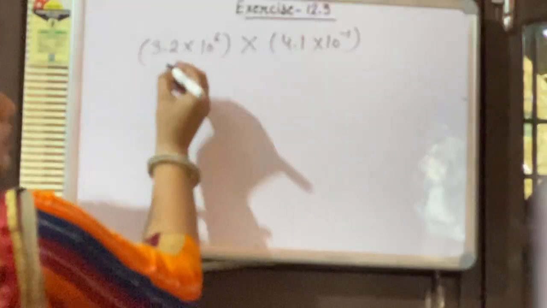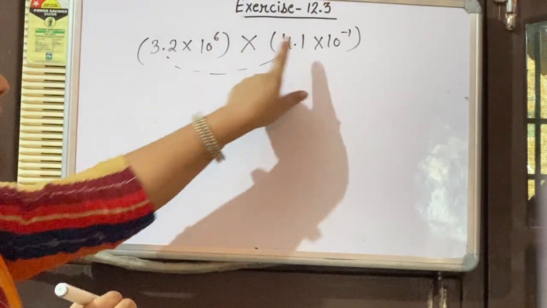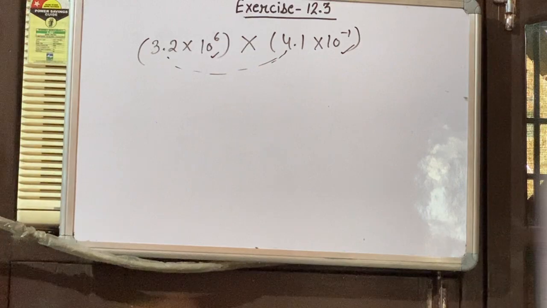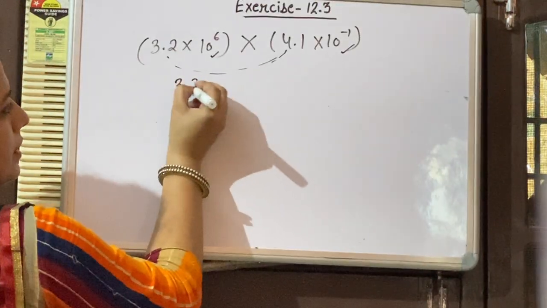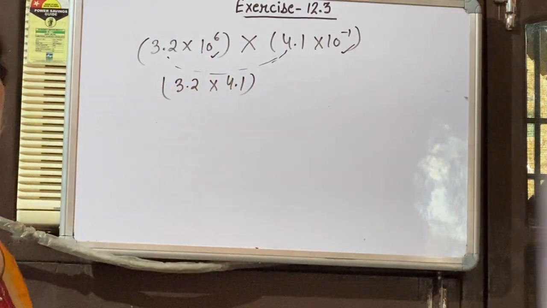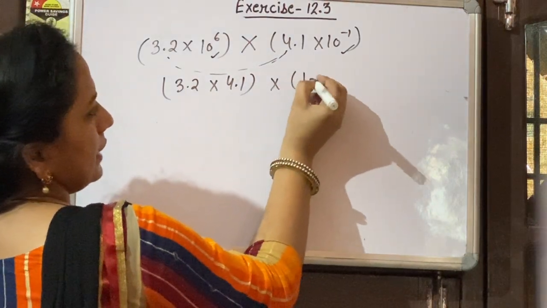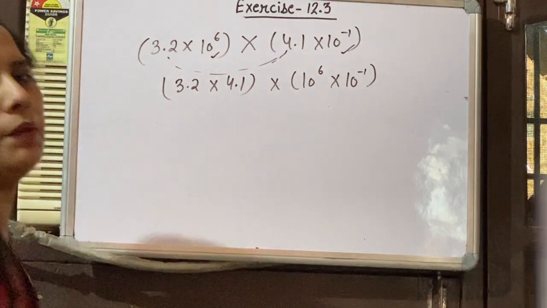First of all, multiply the like terms. These are like terms and these are like terms. 10 and 10 are like terms, decimals are like terms. So put these like terms in the same bracket. 3.2 multiplied by 4.1, and again 10 raised to power 6 multiplied by 10 raised to power minus 1.